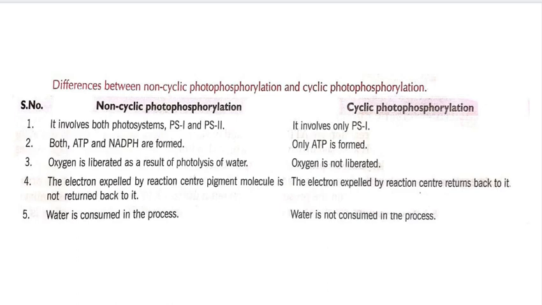Then in non-cyclic, the electron expelled by the reaction center pigment molecule is not returned back to it. But in the case of cyclic, the electron expelled returns back to it. Then in non-cyclic, water is consumed in the process, and in cyclic photophosphorylation, water is not consumed in the process. So these are the five very important differences between non-cyclic and cyclic photophosphorylation.